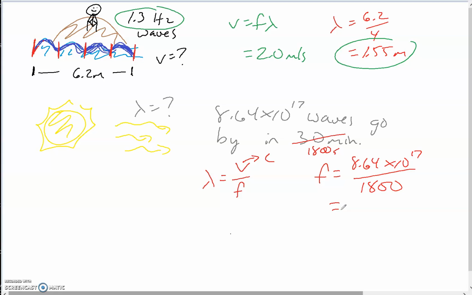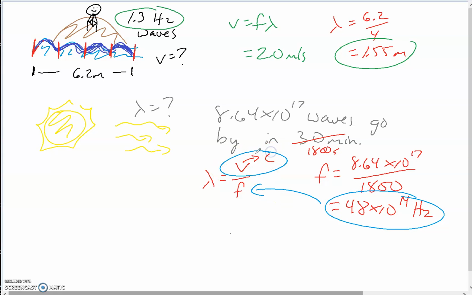Divide that by 18 seconds. I've got 4.8 times 10 to the 14 hertz. And that's how many waves per second I've got. Okay, so I can take that and put that into my other expression. So I found my frequency that goes there.